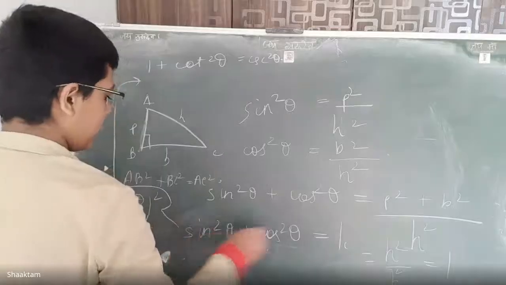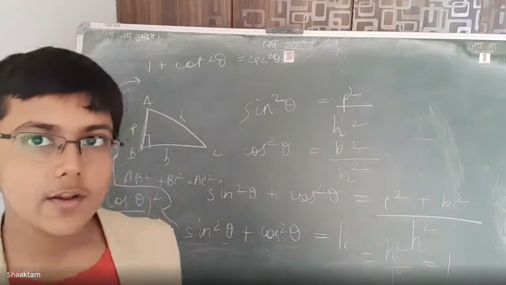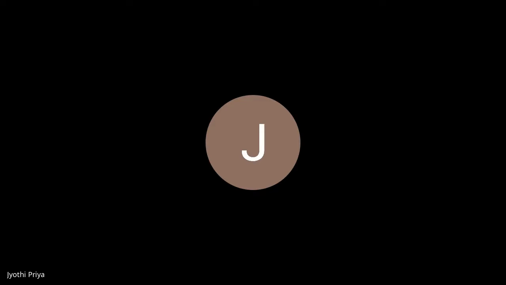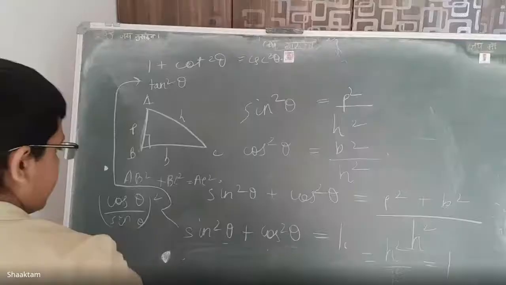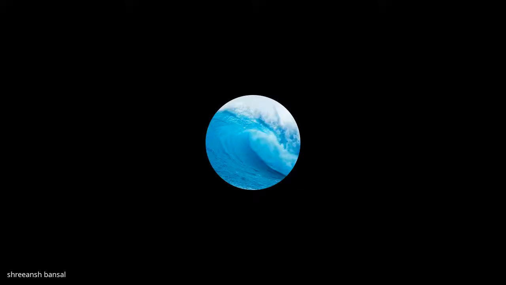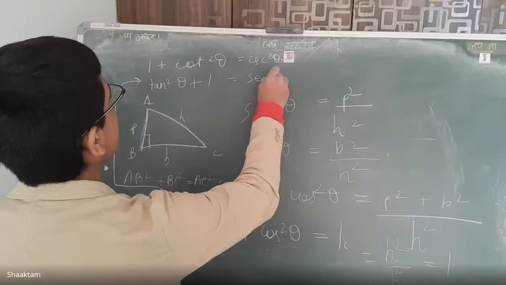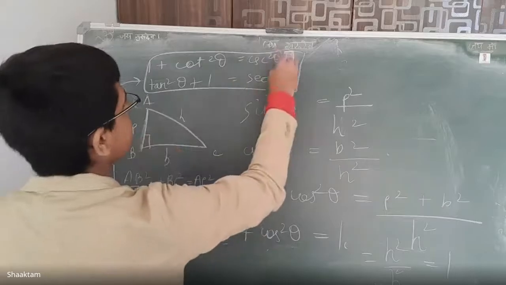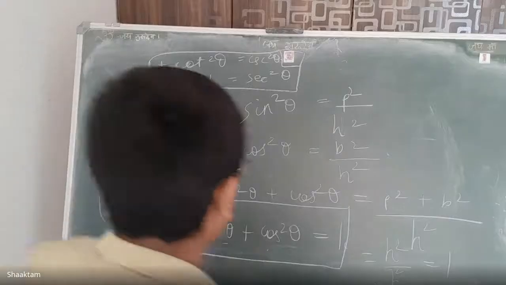Now divide each term by cos square theta. Sin square theta by cos square theta will be sin theta by cos theta whole square, which is tan theta whole square, right? That would be tan square theta. Then cos square theta by cos square theta is 1, obviously. And 1 divided by cos square theta is 1 by cos theta whole square. 1 by cos theta is sec theta. And sec theta whole square is sec square theta. These are important equations, literally star them. They are very important.